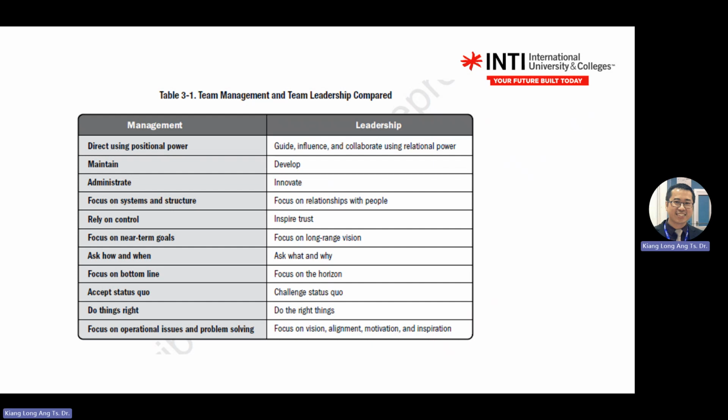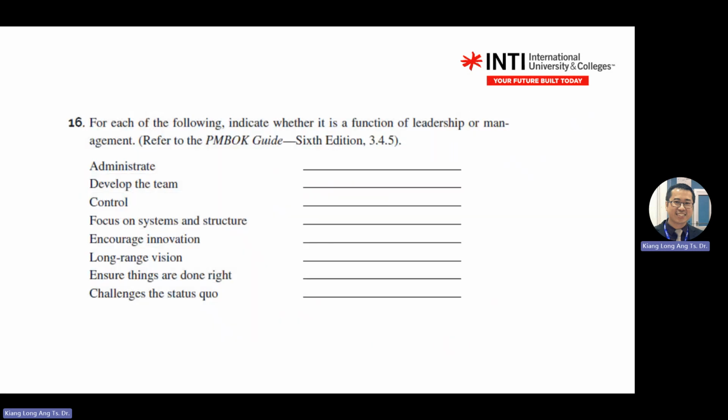Management means you rely on control. For example, you have very strict rules on how you control the products. And leadership, you inspire trust. It means you are based on trust, more on people skills already. So you fill in there. So you just adopt this one. So your answer will be ML, MM, LL, ML.